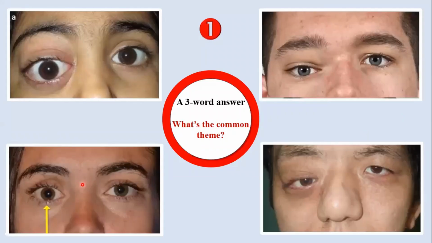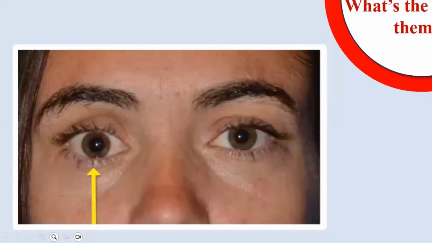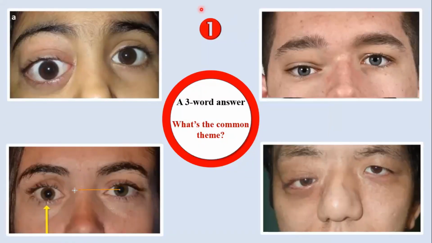Let's go to the next one, this one. Again, the Hirschberg is central in the pupil of each eye. But if you draw a line, remember the trick I told you in the previous class, starting from the central cornea reflection of the sound eye. So the left eye here is the reference eye. This is the sound eye.